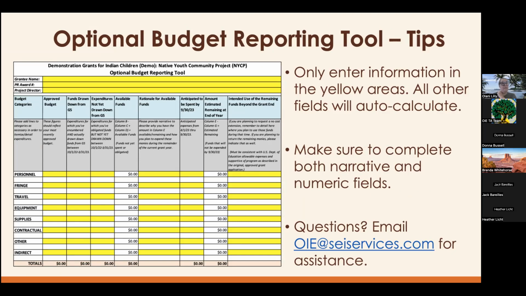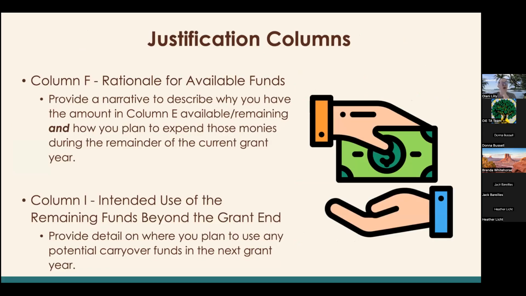Also, this is a budget reporting tool, and so you will be reporting on the budget category total. Not only does this tool ask for numeric information, but it also asks for narrative fields. So there are two columns here that are actually requesting a narrative. And that's column F, where you are going to be providing a rationale or an explanation of what you're doing with the available funds.